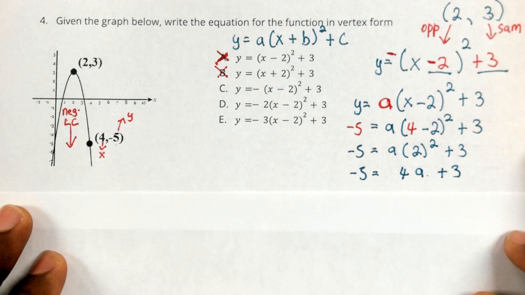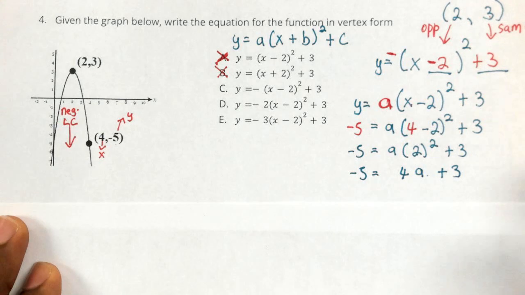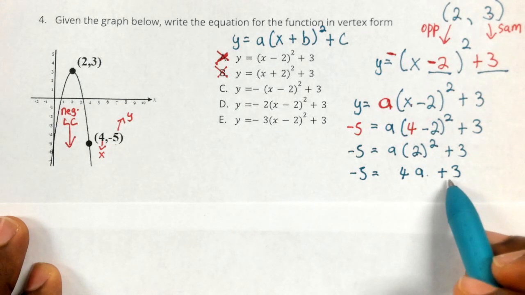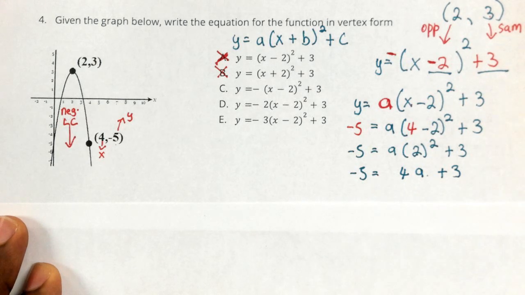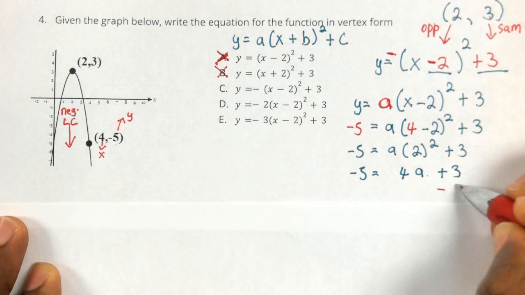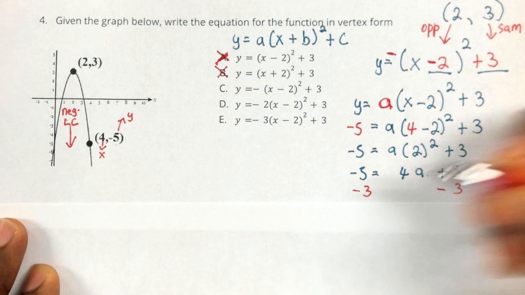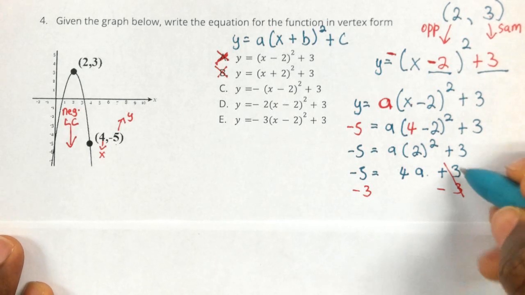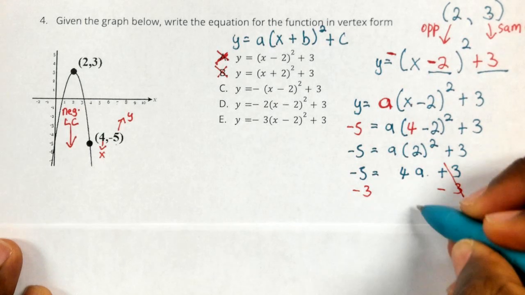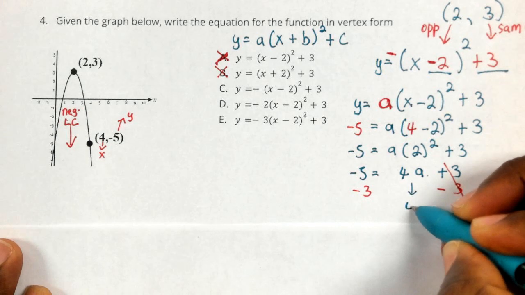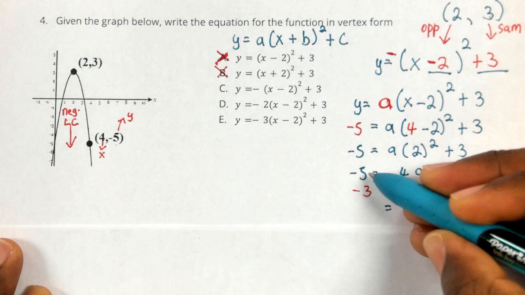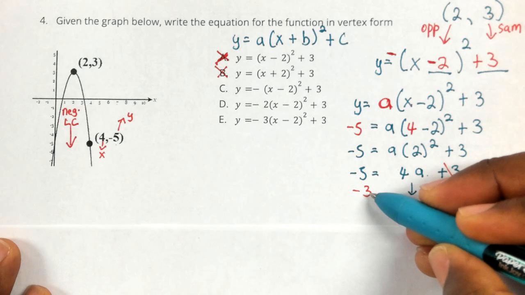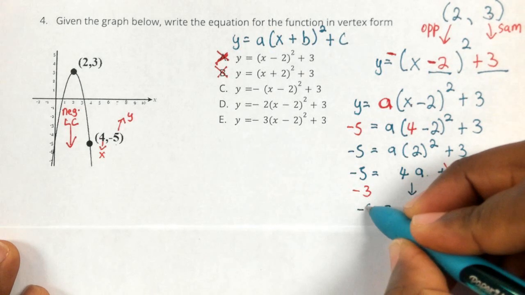Now we're getting close to what a could be. To find a, I need to move the 3 to the other side. How do I move a positive 3 to the other side? By subtracting 3 on both sides. When I do that, the 3's cancel out, and the 4a you bring down. And what is negative 5 minus 3? Negative 8. Good job, guys.